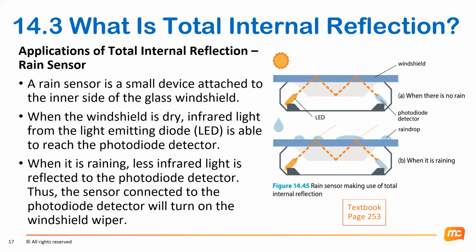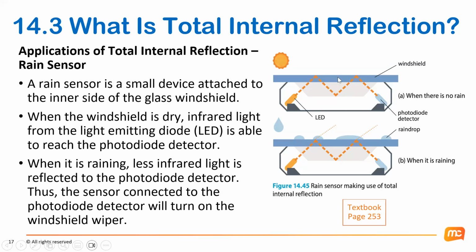Another application of total internal reflection, which is often used in a lot of cars, is in the rain sensor. So you take a look at this picture. What happens is this is the windshield. And then you have an LED that is able to emit light. So this light will hit the windscreen and then get bounced back, bouncing back by total internal reflection.